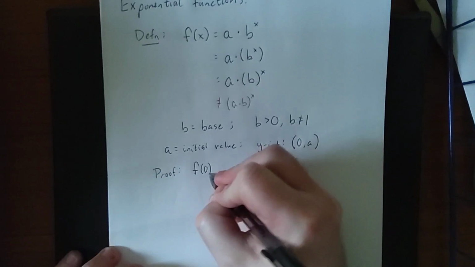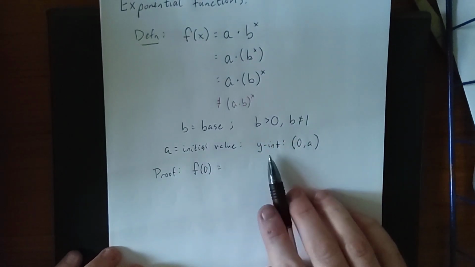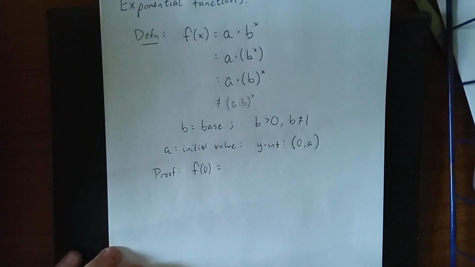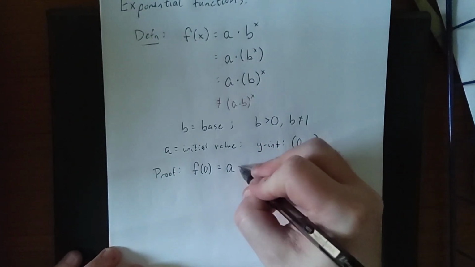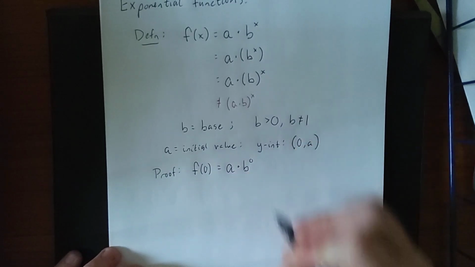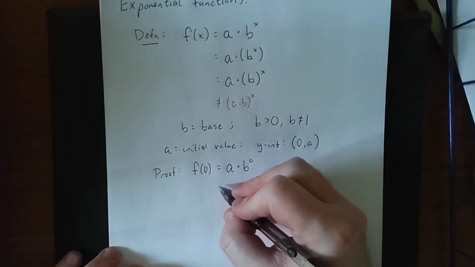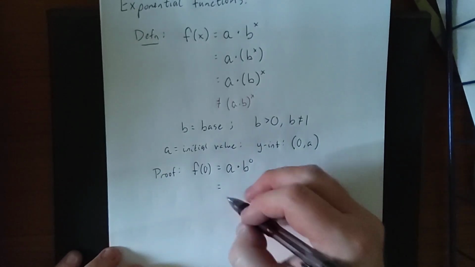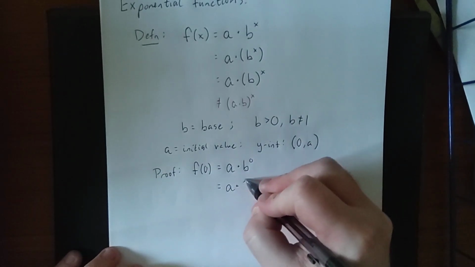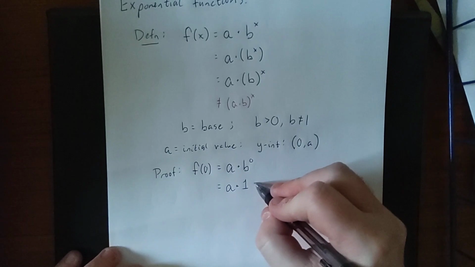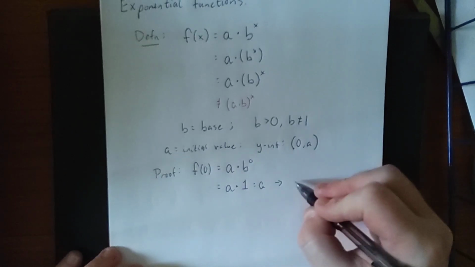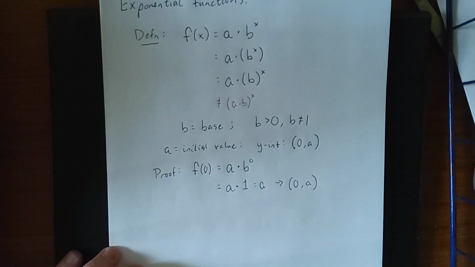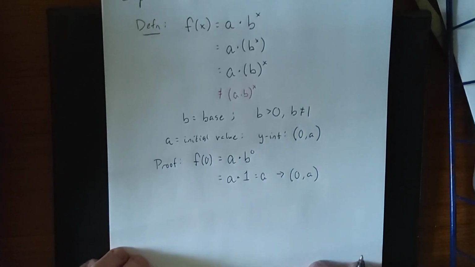So the reason that this works the way that it does is for a y-intercept, we set x equal to 0. So for our exponential function, that would be a times b raised to the 0 power. Now we know from our review of exponentials that b raised to the 0 power is going to wind up being equal to 1. And then a times 1 will be simply a, letting us know that when x is 0, y is a. And that's why we call it our initial value.